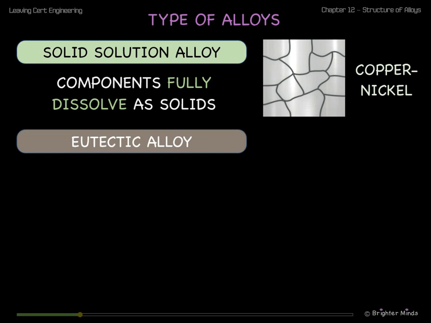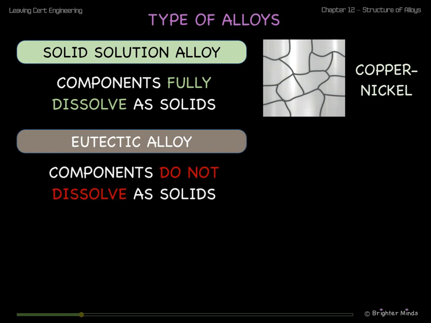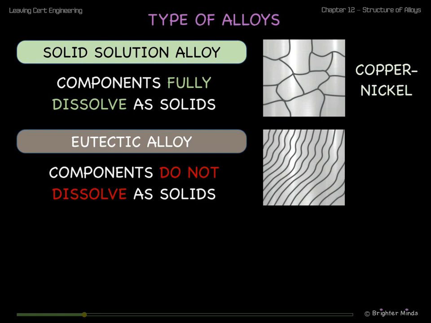In a eutectic alloy, the component elements do not dissolve in any way as solids. We get alternate layers of the two different metals in a lamellar structure. This structure is also called a eutectic. Cadmium bismuth is an example of a eutectic alloy.